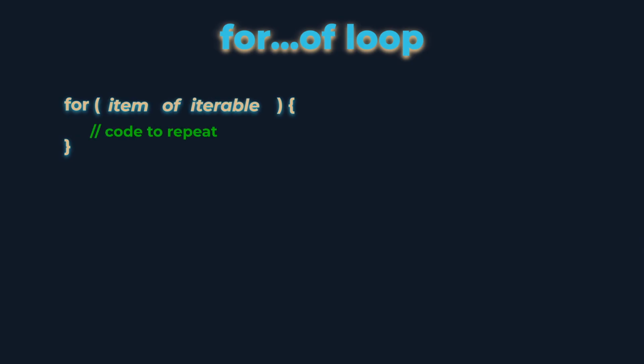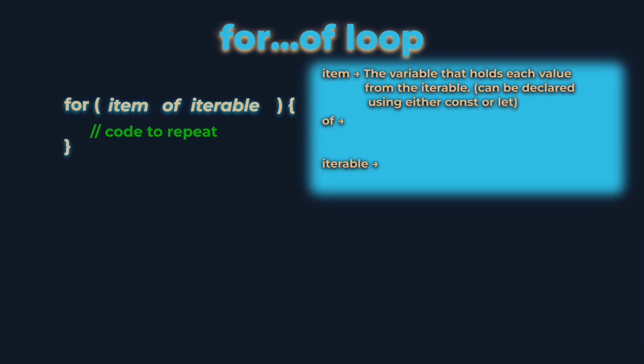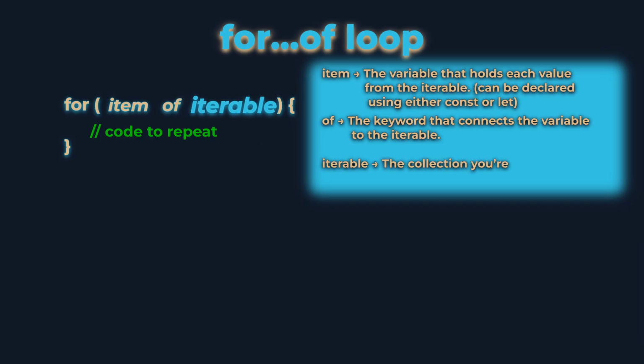You can read it like this. For every item of this iterable, do something. Simple, right? Item, the variable that holds each value from the iterable. Of, the keyword that connects the variable to the iterable. Iterable, the collection you are looping through, like an array or string.